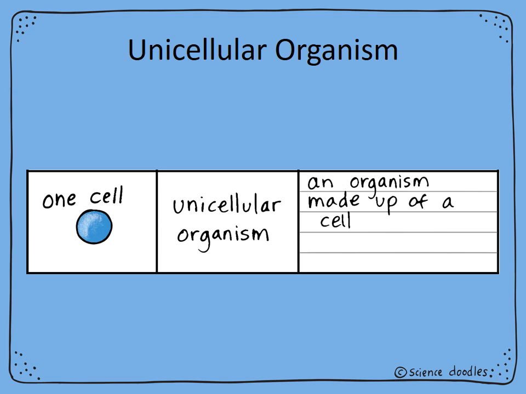So a unicellular organism is an organism made up of one cell. These are like bacteria, or some are called protists, and we'll talk about that in a future lesson. They're not bacteria, they're a little bit more advanced, but they're still only made of one cell. Anything smaller than a cell is not alive, so these organisms have to have at least one full cell.